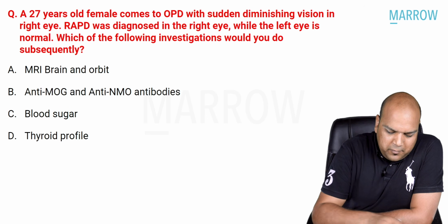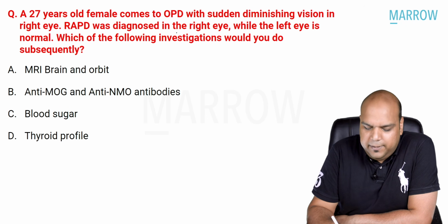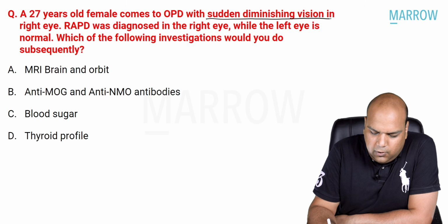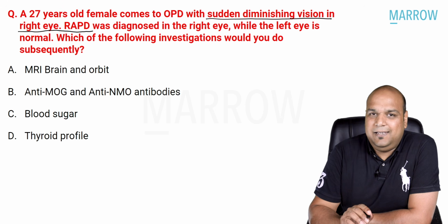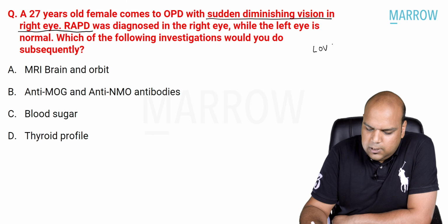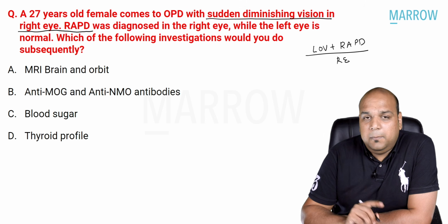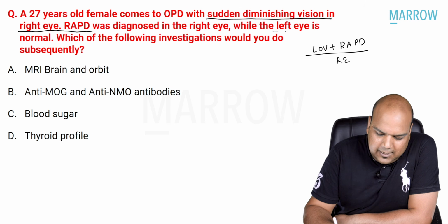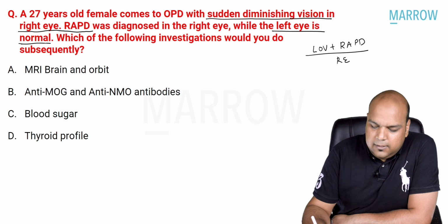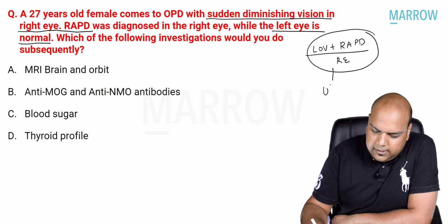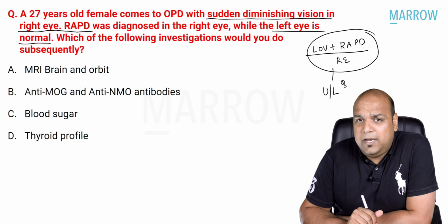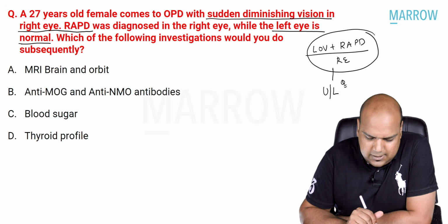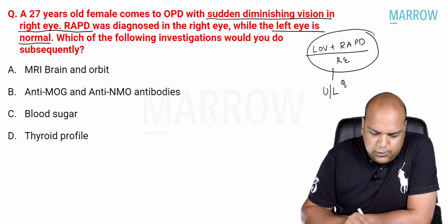Question number 4. A 27-year-old female comes to the OPD with sudden diminution of vision in the right eye, and RAPD was also diagnosed in the right eye. So basically, two things have been given to us: loss of vision plus RAPD in the right eye. But more important than this is that the left eye is absolutely normal. That means they are trying to tell us that the condition the female is facing is a unilateral condition. That is a very important point for the diagnosis in the question. Which of the following investigations would you do subsequently?